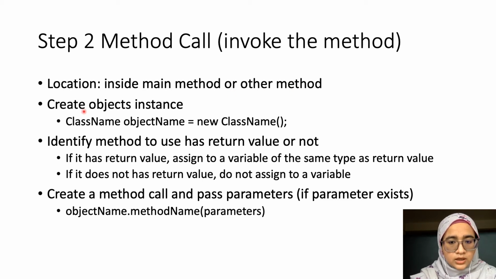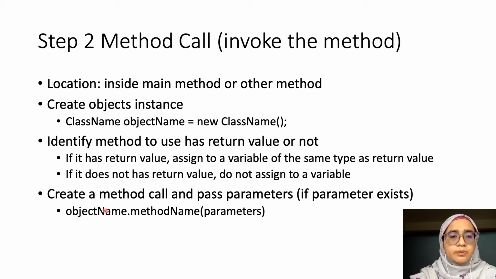Alright, so now you have to create the object's instance first. Okay, after you have created the object's instance, now you will identify the method to use that has return value or not. So sama tadi. You kena tengok balik method definition awak yang awak dah buat. Kalau ada return value, maka kita kena ada assign kepada variable of the same type as the return value. If it does not have return value, then you do not have to assign to a variable.